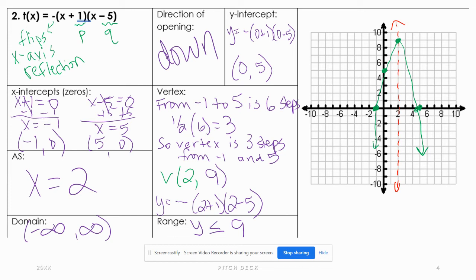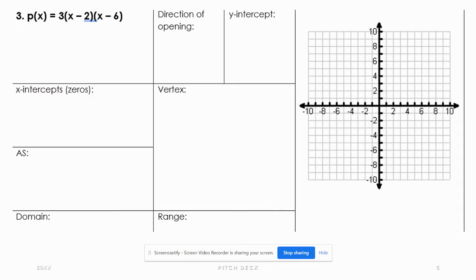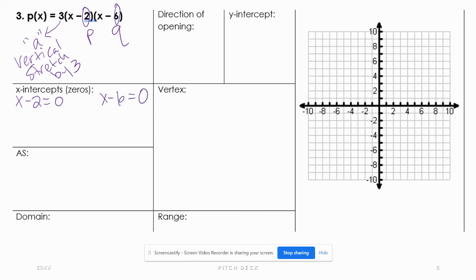All right, our last example for this evening, we're again taking a look. We have a 3. A 3 is our A value, and this is going to be a vertical stretch by 3. We have P and Q. So our x-intercepts are zeros. We have x minus 2 is equal to 0 and x minus 6 is equal to 0.